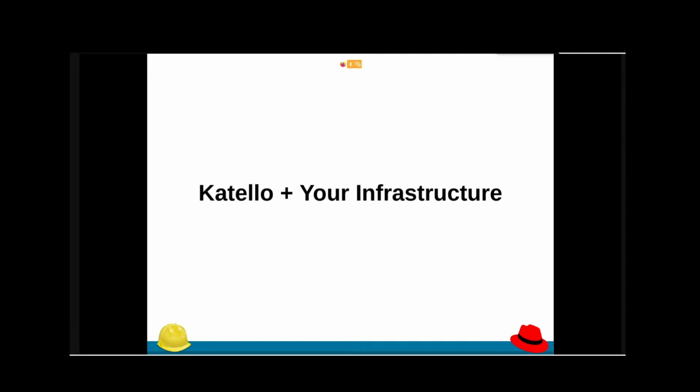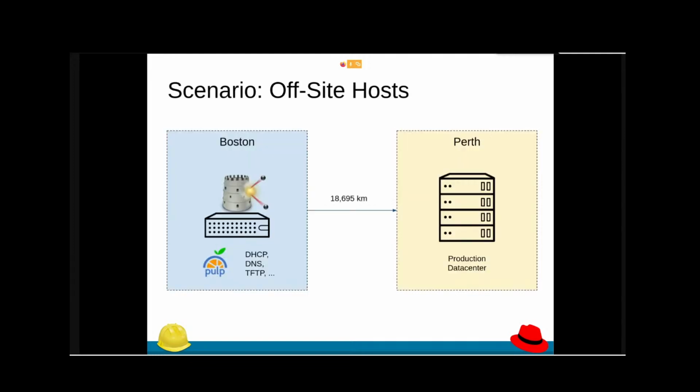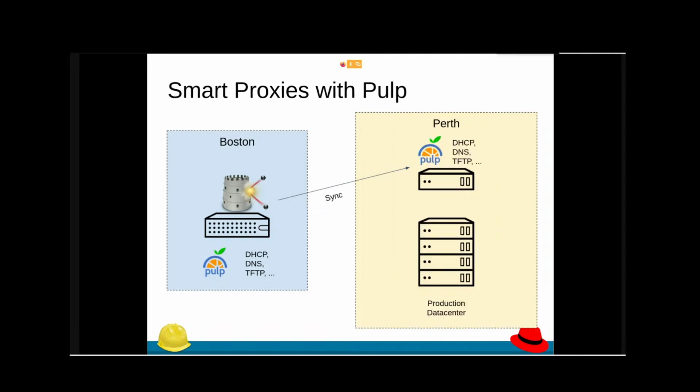All right, so I'm going to talk a bit about Katello and the infrastructure now. Okay, so this first scenario, remember I talked about smart proxies way at the beginning. This is where they come in especially important. So let's give a scenario here. Let's say your Katello installation is in Boston, but your production data center is all the way in Perth. That's a far distance for you to be downloading your packages from every time. So the handy solution to that is a smart proxy with Pulp.